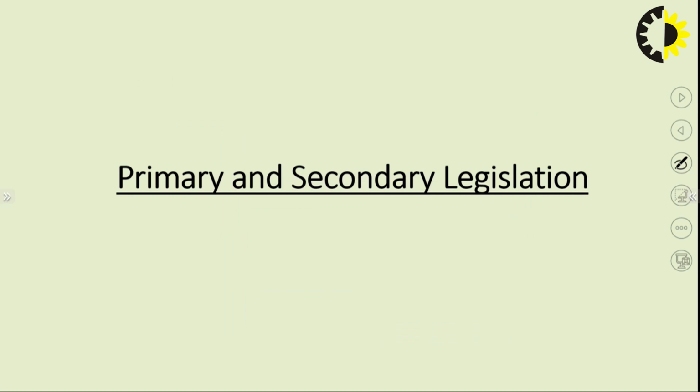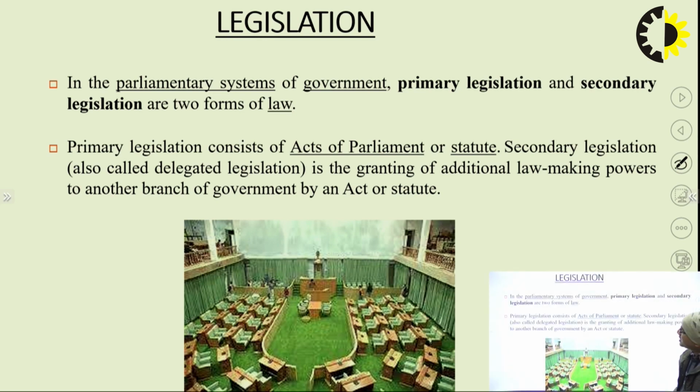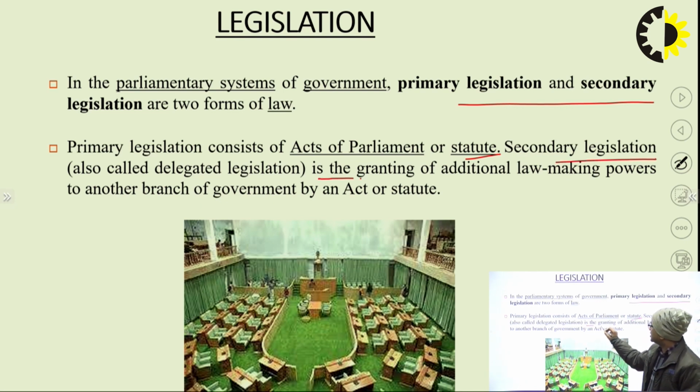Then primary and secondary legislation, which is the third source of law. So firstly, what is legislation? In the parliamentary system of government, primary legislation and secondary legislation are two forms of law. Primary legislation consists of acts of parliament or statute, and secondary legislation is basically the granting of additional law making powers to another branch of government by an act or statute.